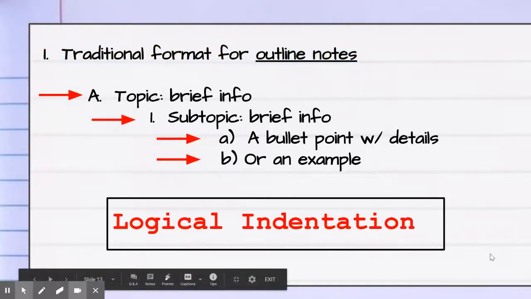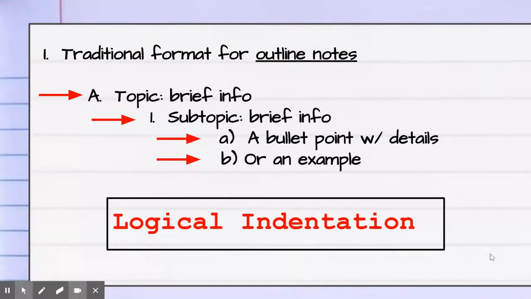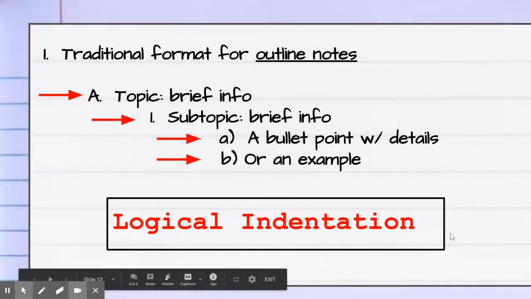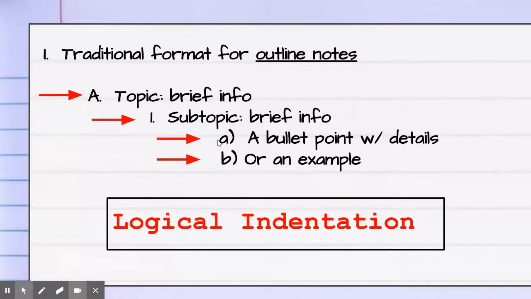The key feature, probably the most important feature, is not those letters and numbers for most people. It's the use of logical indentation. Logical indentation means that we have a hierarchy of not importance, but of broad to specific. All right, so above, we've got the more broad topics, right? Subtopics below, and then our specific examples or our terms and definitions below, but we indent, and that tells our brain that there's a specific relationship between this and the thing that comes before it.